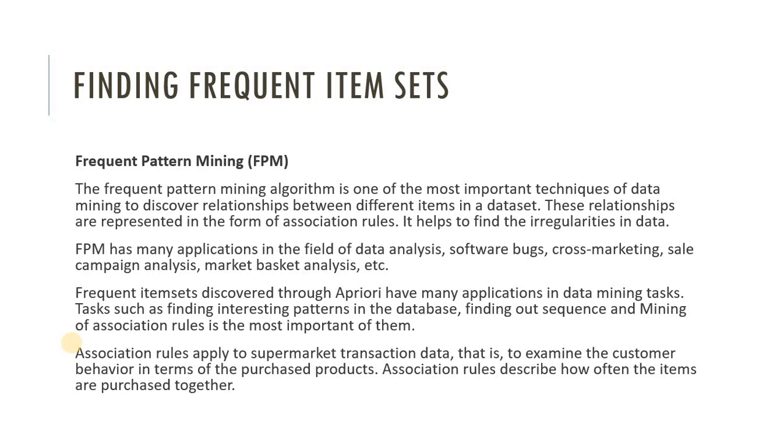Association rule applies to supermarket transaction data, that is, to examine the customer's behavior in terms of the purchased products. Association rule describes how often the items are purchased together. Suppose person X purchased bread and butter in their last 10 transactions. So we can say that bread and butter is a frequent item set. For that particular type of customer, we can create offers on that. So more products will be sold. That is why frequent pattern mining is used.